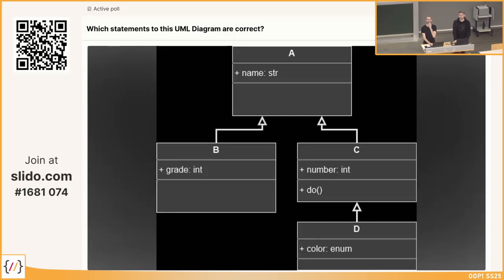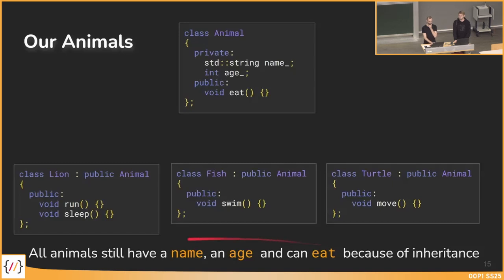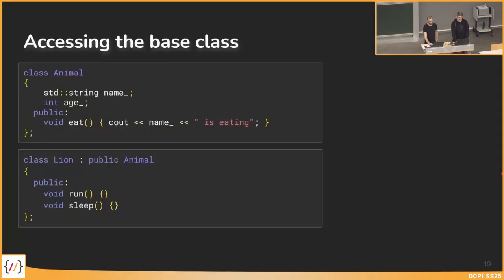And we still put public animal, or do we change something? You mean this one here? I will come to that in a second. Okay, so we want to access the base class.